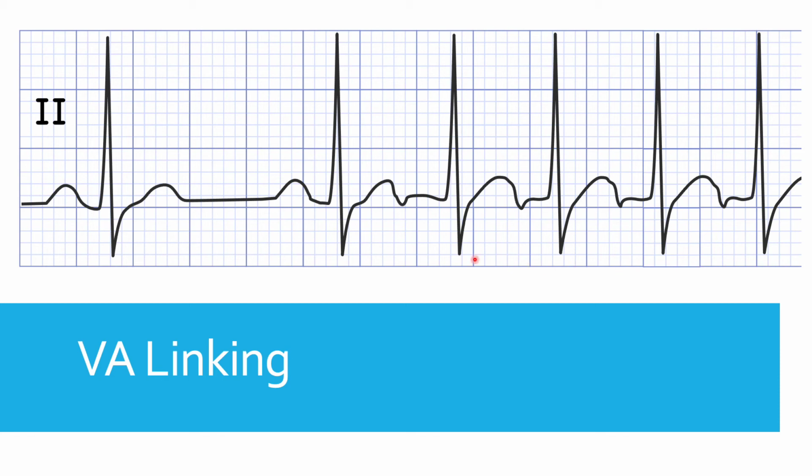This narrow complex tachycardia initiates with a PAC followed by a slightly prolonged PR interval. And as we learned in the previous example, this does not help us rule out any of the differential diagnosis items. However, there's something here that may be helpful, and that's called VA linking.